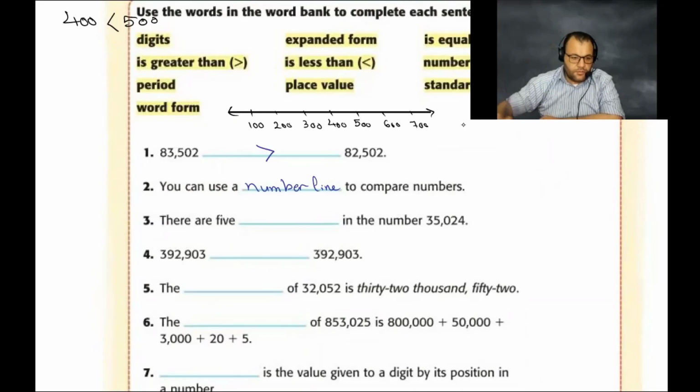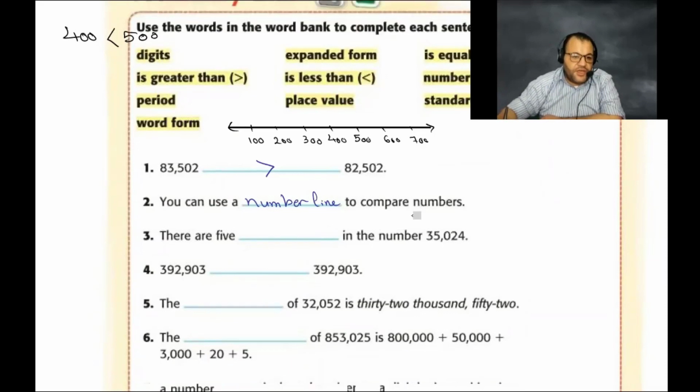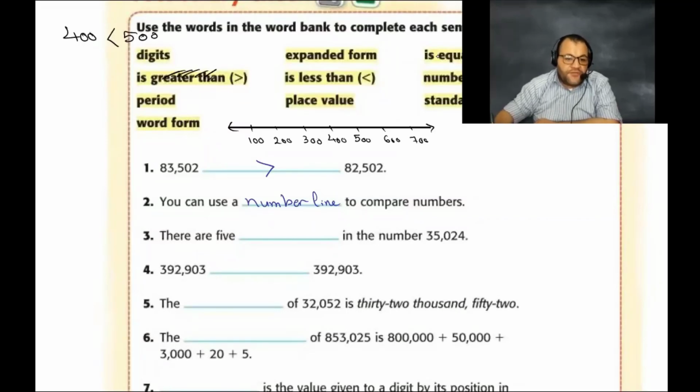There are five what? Five digits. We finished greater than, and we finished the number line. There are five digits. This number is formed from five digits.